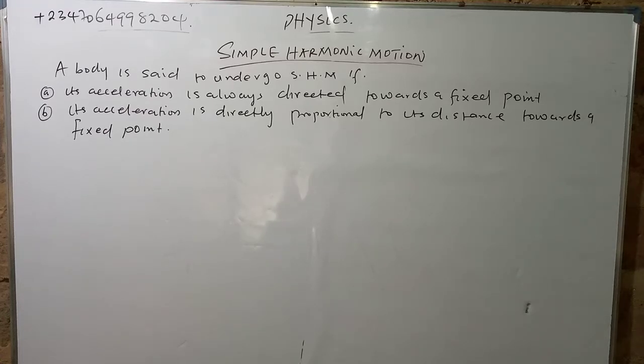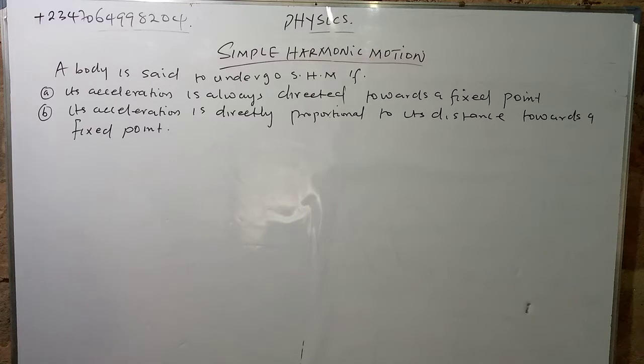A body is said to undergo simple harmonic motion if its acceleration is always directed towards a fixed point, and the second one is if its acceleration is directly proportional to its distance from the fixed point. Now, under this channel, I don't like talking too much. Let's go to the calculation proper.